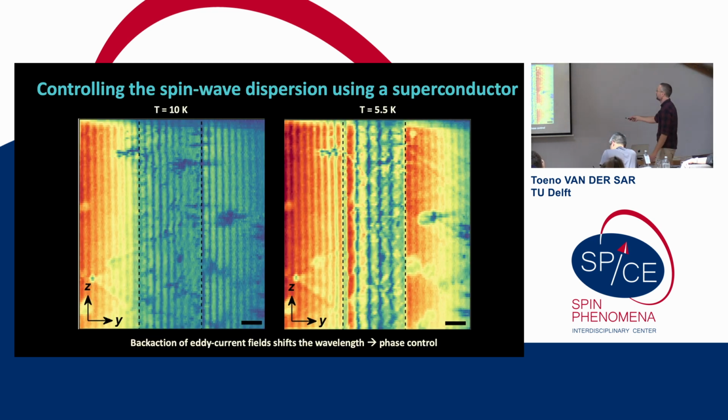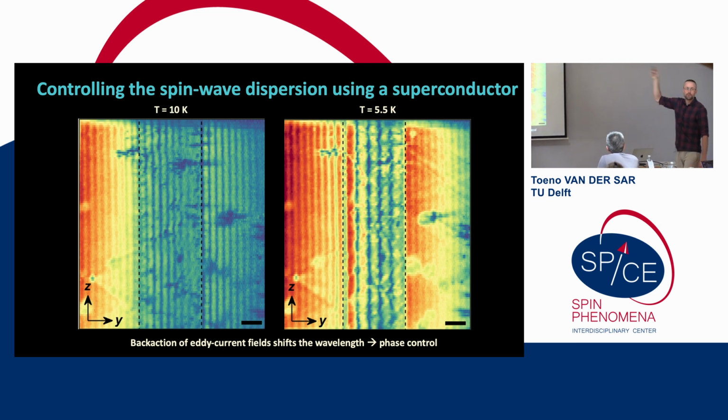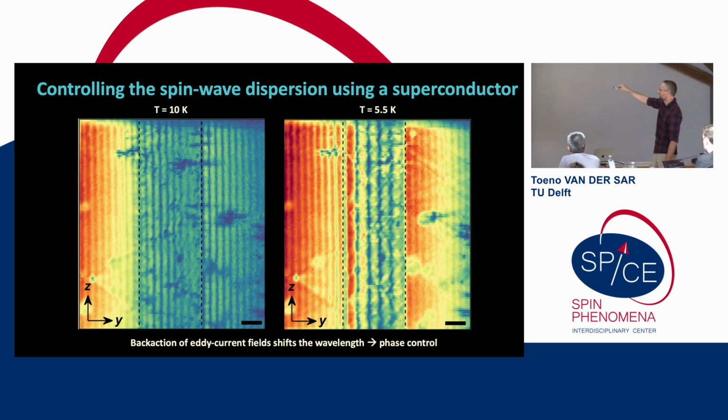And here is what you see above TC. So this is the superconducting strip. In the center, it's a spatial image of 100 by 100 micron. Superconducting strip in the center, but it's not yet superconducting because we're above TC. And you see the spin waves excited on the left. It travels to the right, and the wavelength is unaffected by this metal strip.